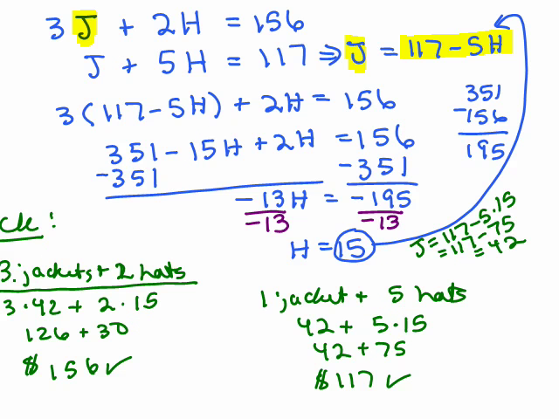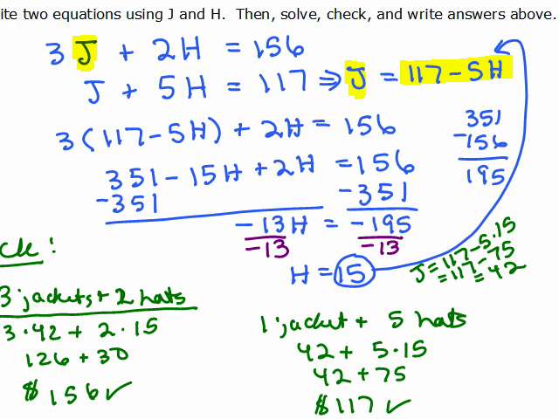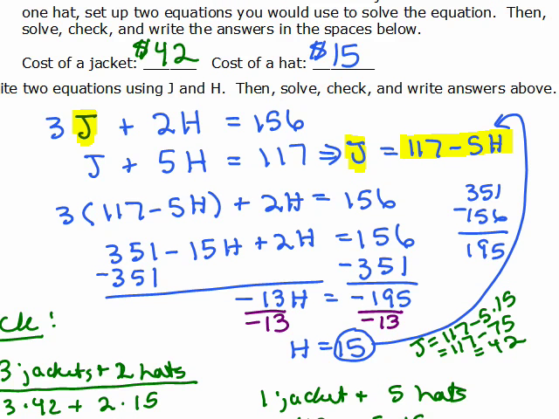So here's how you could check. 3 jackets and 2 hats. Now that you know that a jacket was $42 and a hat was $15, 3 times 42 is $126. 2 at $15 each is $30. And when you add, you do get $156. And that was what it said in the original. 1 jacket and 5 hats. Well, 1 jacket's $42. But if you buy 5 hats, $15 each, 5 times 15, 75. 42 plus 75 is 117. So it does check out. So that means it's true that the cost of a jacket was $42 and the cost of the hat was $15.